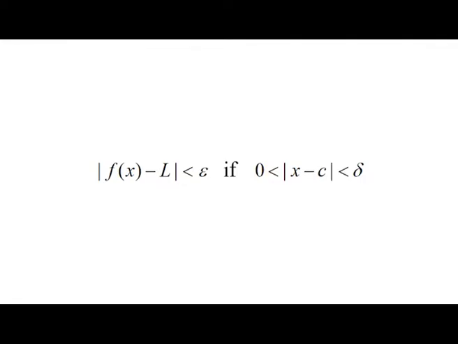All these discussions lead us to the following formal definition of a two-sided limit. A precise definition of two-sided limit. Let f(x) be defined on an open interval about c except possibly at c. We say the limit of f(x) as x approaches c is L if for every number epsilon greater than 0 there exists a corresponding number delta greater than 0 such that |f(x) - L| < epsilon if 0 < |x - c| < delta.